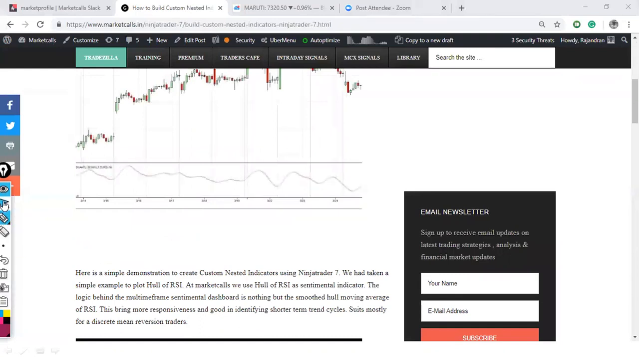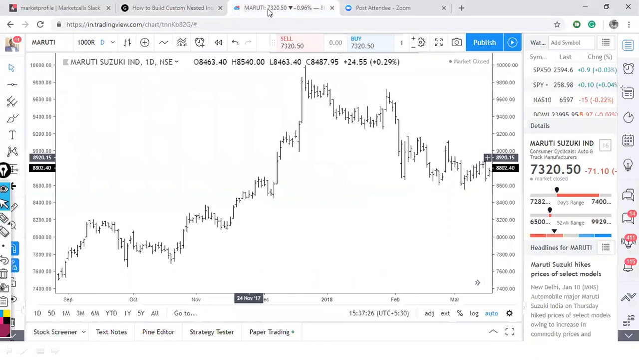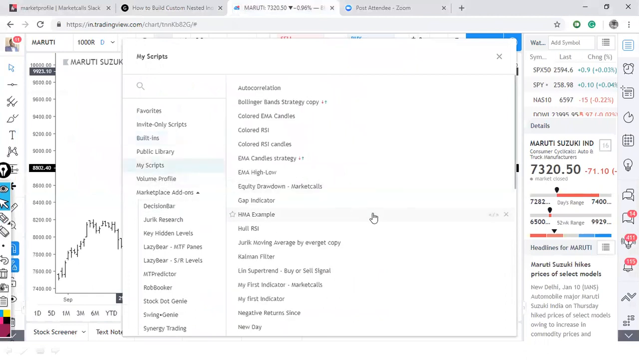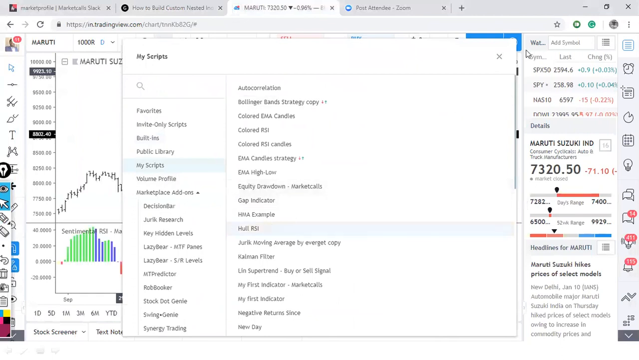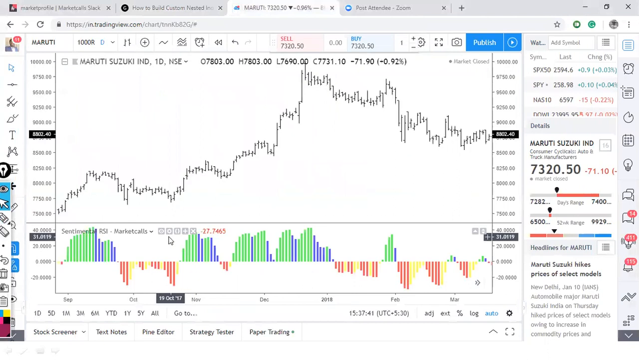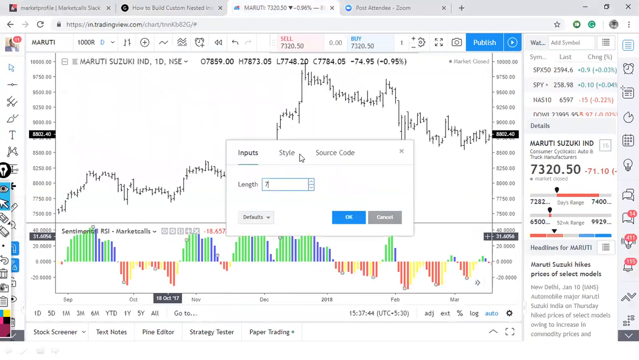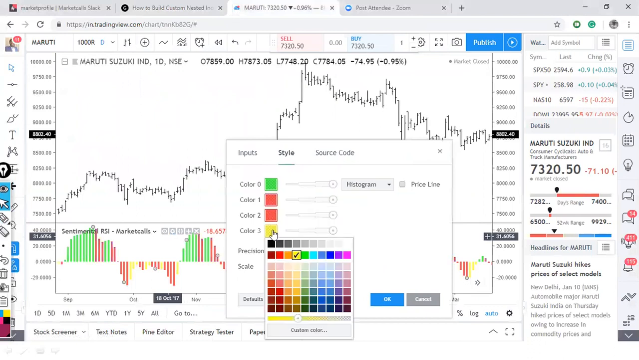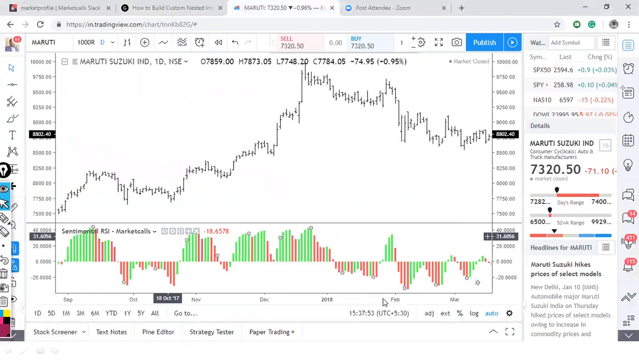That you can also get in TradingView charts. So if I go to the indicators, my script, it's called Hull RSI. You'll be getting this. Okay, instead of this, red color and this green color, now you'll be getting a sequence of red and green, red and green.